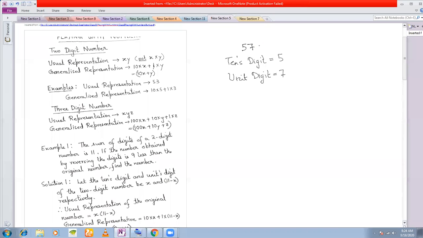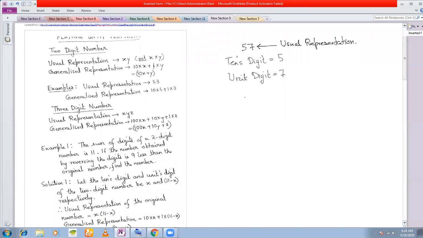Now, if you are writing this number as 5 and 7 with the help of the two digits, this is called the usual representation of a number. The way we represent it normally, the usual representation.